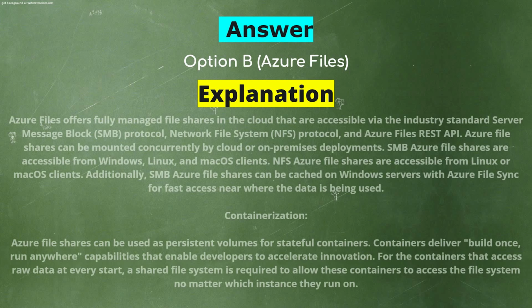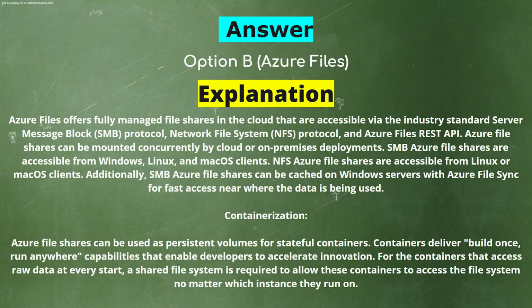Explanation. Azure Files offers fully managed file shares in the cloud that are accessible via the industry standard Server Message Block protocol, Network File System protocol, and Azure Files REST API. Azure file shares can be mounted concurrently by cloud or on-premises deployments. SMB Azure file shares are accessible from Windows, Linux, and macOS clients. NFS Azure file shares are accessible from Linux or macOS clients. Additionally, SMB Azure file shares can be cached on Windows servers with Azure File Sync for fast access near where the data is being used.